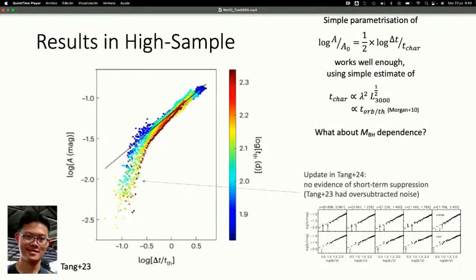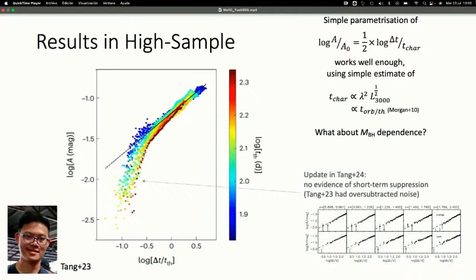So the results in the high luminosity sample have been published a while ago, and we found a slope in the structure function of pretty much a half, but some suppression at the short-term end. In a recent update, we've realized that back then we over-subtracted the noise in the data, and that caused the downturn artificially. So this new analysis showed that we pretty much get a slope of a half throughout the entire delta t range of the data consistently.